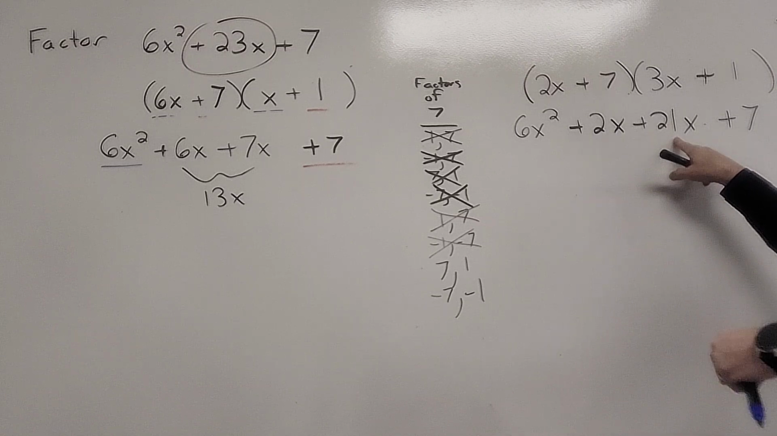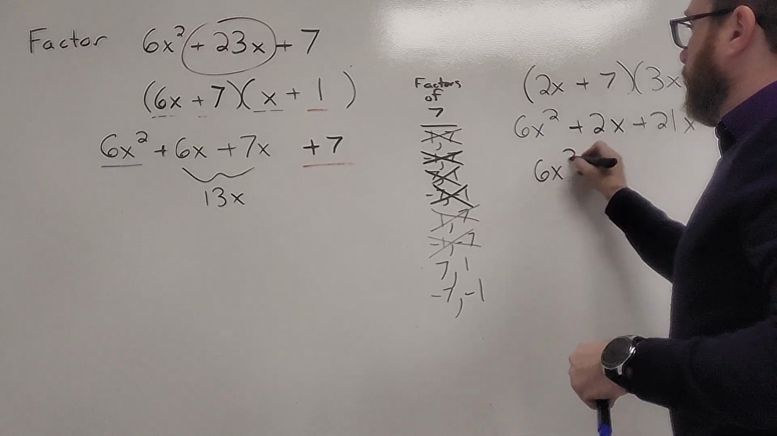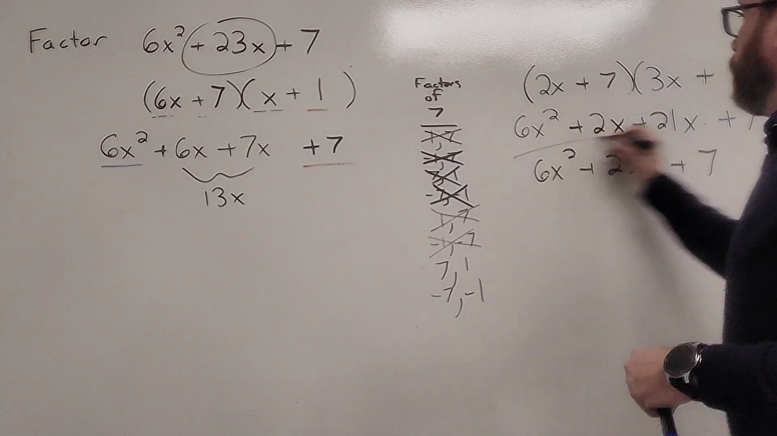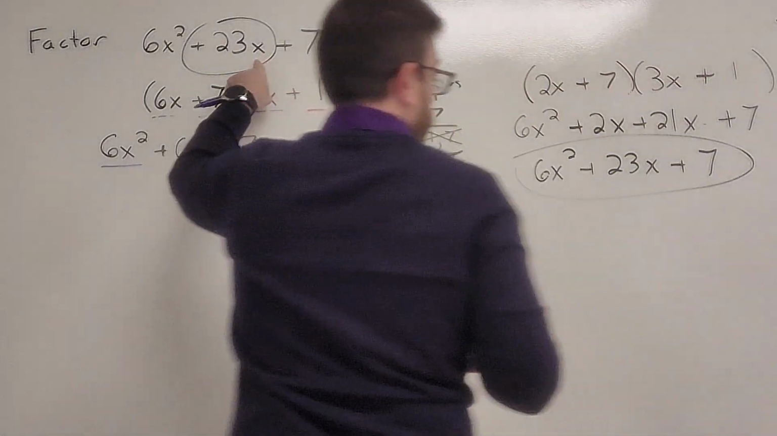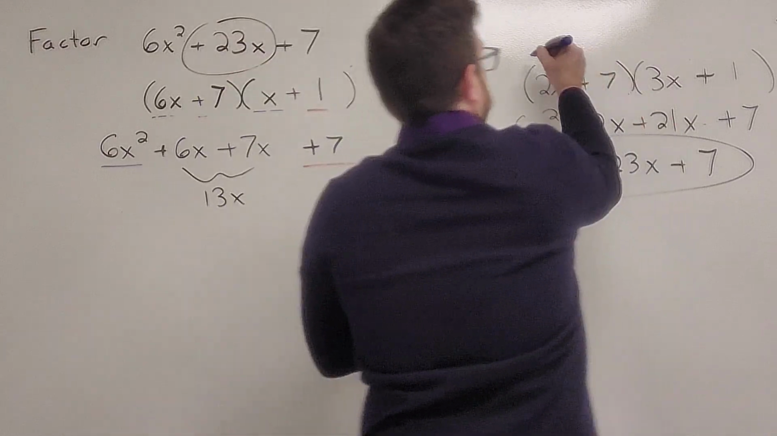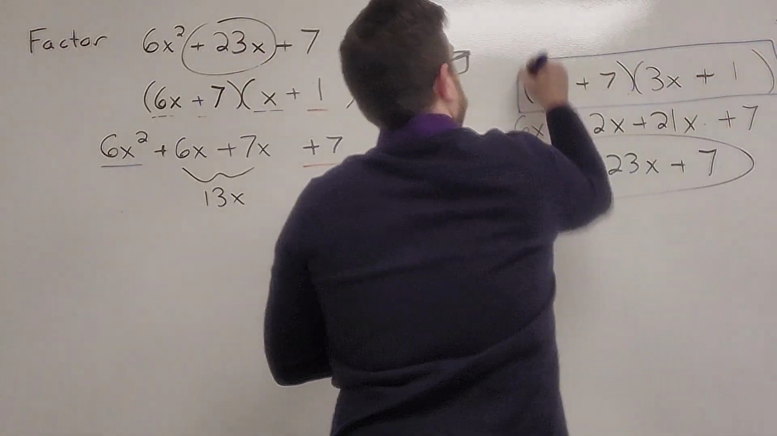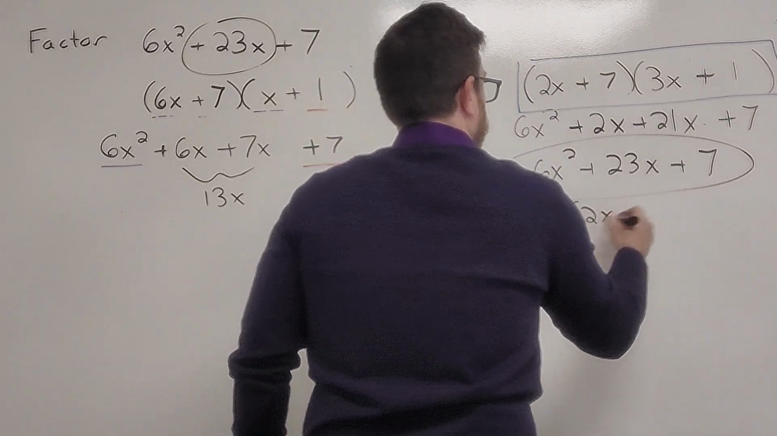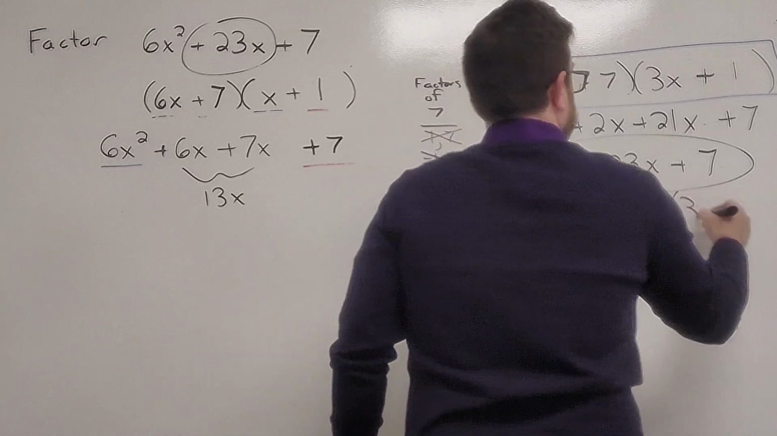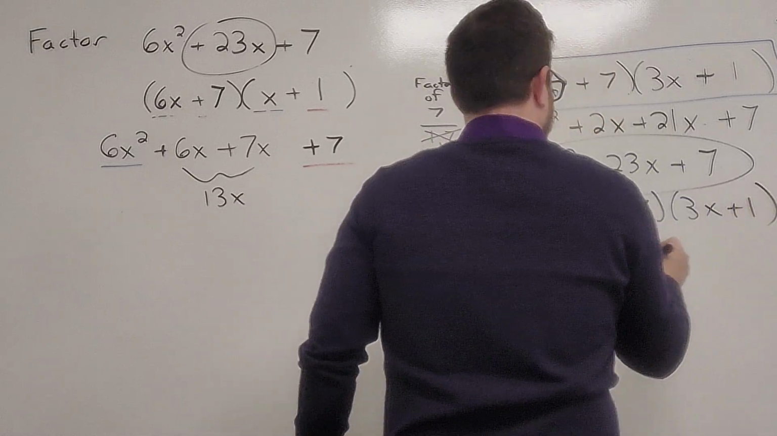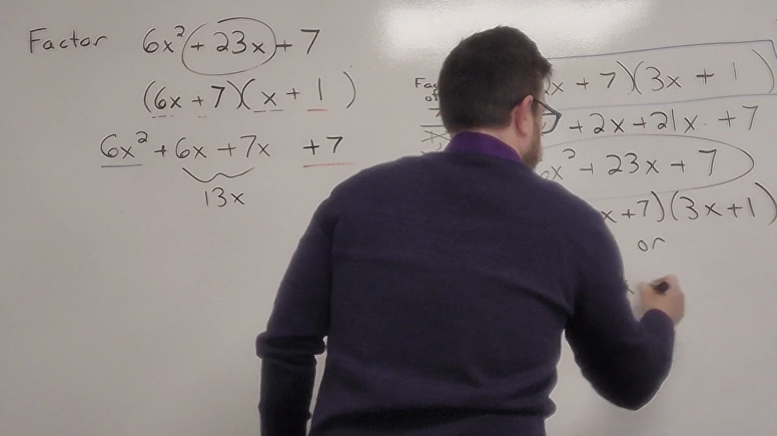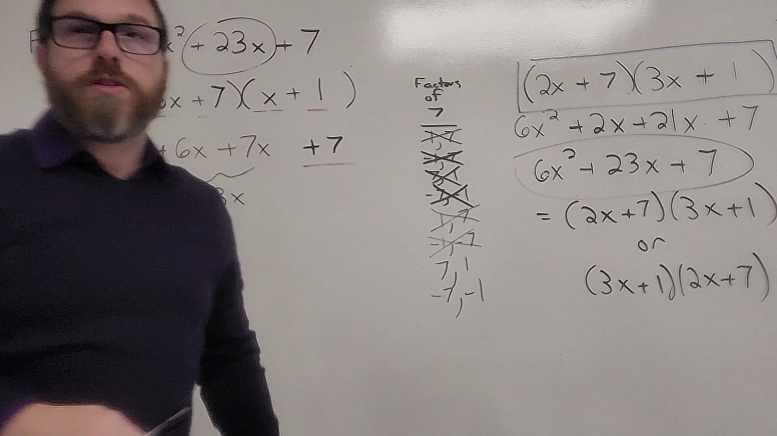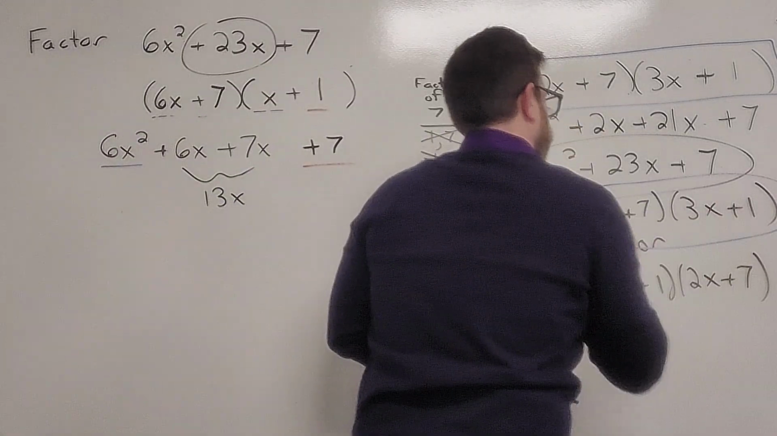So 2x plus 21x is going to give us that plus 23x plus 7. So this was able to give us the polynomial that we were looking for, which means that this is our factored solution. So this thing factors to 2x plus 7 times 3x plus 1. Or, if the order doesn't matter, remember that multiplication is commutative, so I could write it like that as well. So that doesn't really matter, the order. So these are the factors, this or this.